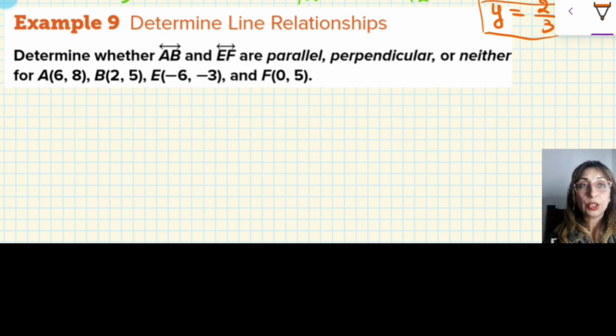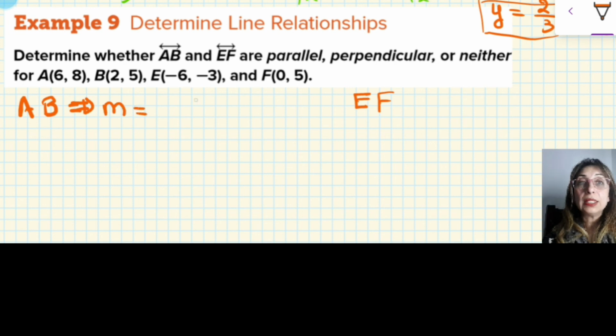One last example here: determine whether AB and EF are parallel, perpendicular, or neither. To know whether AB is parallel to EF or not, I'm going to find the slope of each of them. The slope of AB is y2 minus y1 over x2 minus x1. This is -3 over -4, which is 3 over 4.